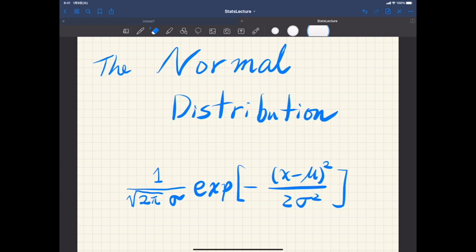Okay, today we are going to study the normal distribution. And this is the single most important probability distribution you will ever learn in statistics, I would say. And that is defined by this density function. But before going into the details, let me explain why this distribution is so important.